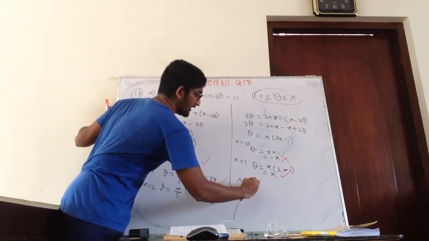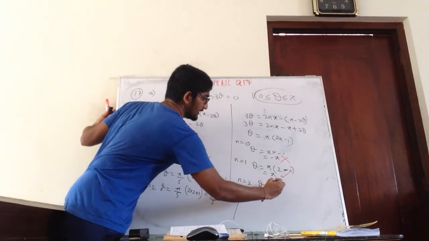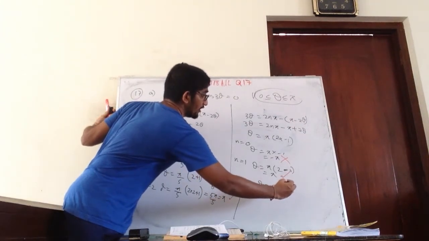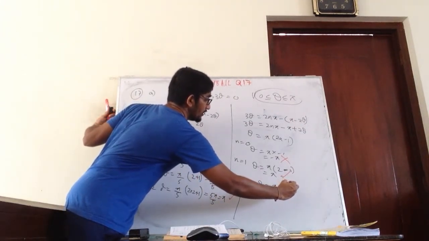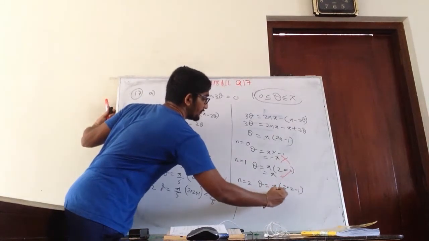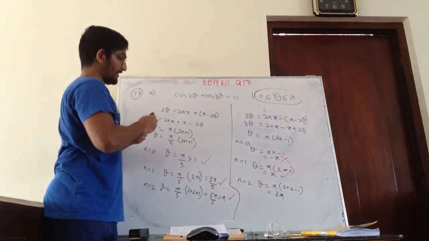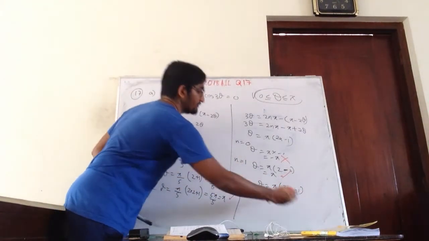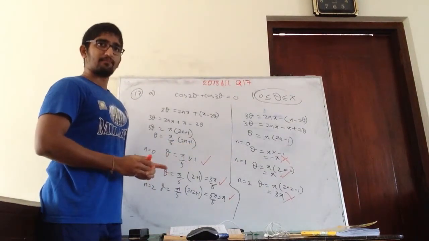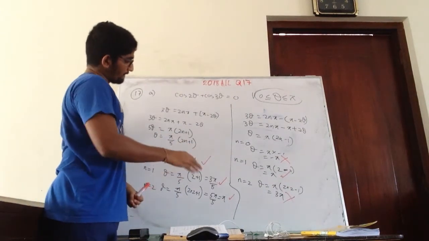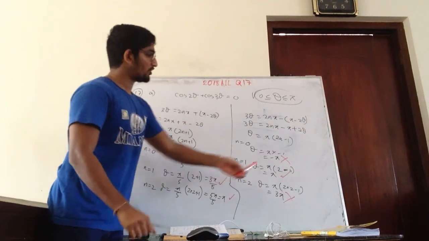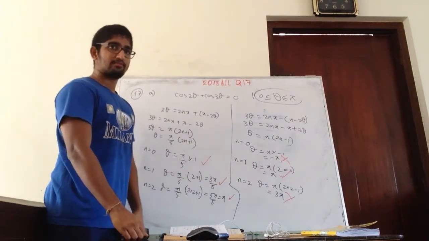Now we can put n equals 2. That is theta 5, 2 into 2 minus 1. That means 3 phi. Now this is also not there. Right? So what are the angles we got? So now we got a repeating angle as 5.